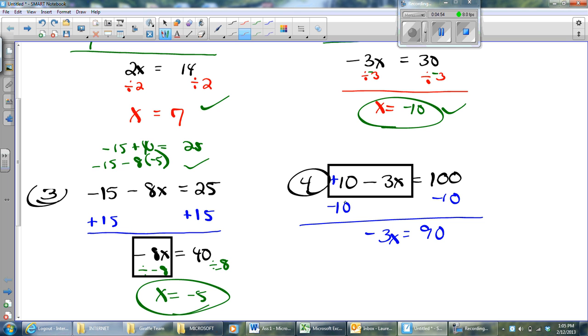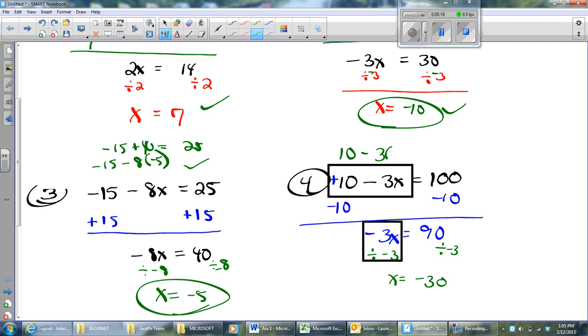Well then, I box it. Hold on, I don't have my box. Oh, grabbed the wrong thing. Sorry about that. I box it, and then I know I have to divide by -3 on both sides. x is going to equal -30. I go to check 10 minus 3 times -30. That's the same as 10 minus -90. The minus a negative becomes plus a positive, and that becomes 100. And so it checks.